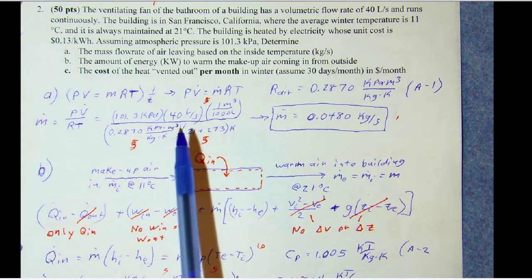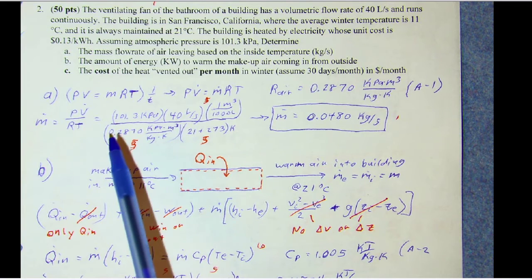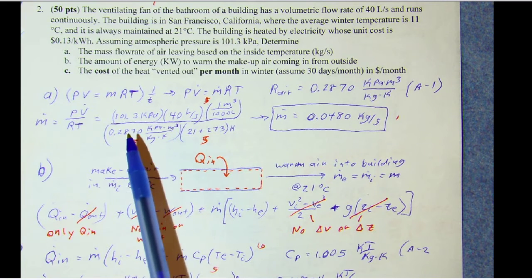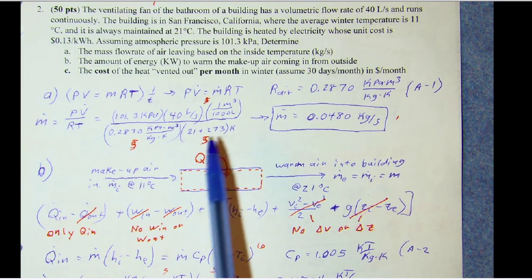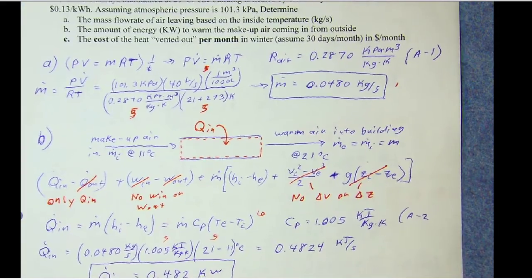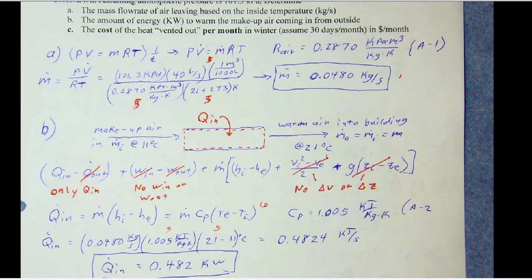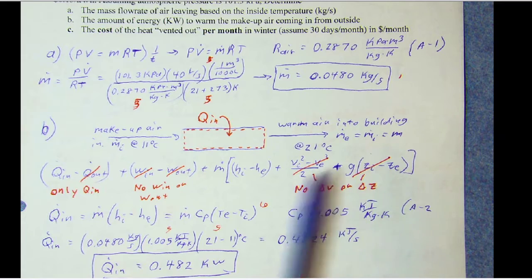The big thing I was looking for is making sure you realize, oh yeah, liters per second. You have to convert that to cubic meters, making sure you looked up the constant for air correctly, and also making sure your temperature was in Kelvin. And then part B is the amount of energy to warm the makeup air. So I just drew myself a little sketch here, right? You have makeup air coming in at 11 degrees C. You have warm air into the building at 21 degrees C.